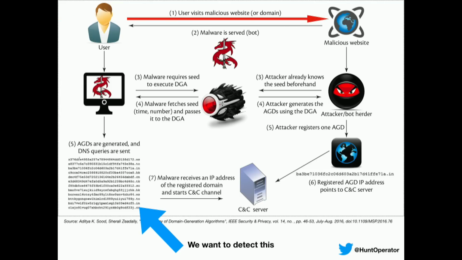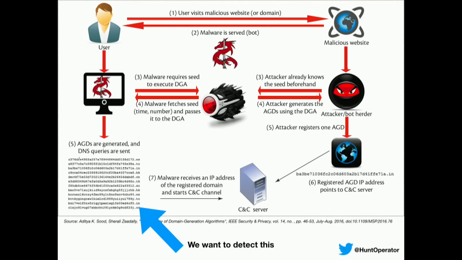So first, the user goes to a malicious website or domain. Then the malware is served back to the user. Finally, these are the synchronous arrows. The user's computer is now infected, and they're requiring a seed to execute the DGA. However, the attacker already knows what the seed is beforehand, just like I showed you with the date example. Then the malware fetches the time and number, passes it back to the domain generation algorithm, and then generates a domain. Algorithmically generated domains are generated, and then DNS queries are sent off to the server.